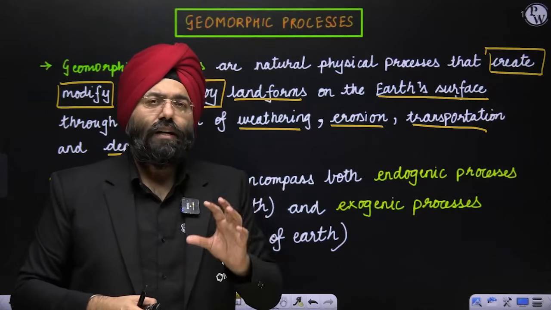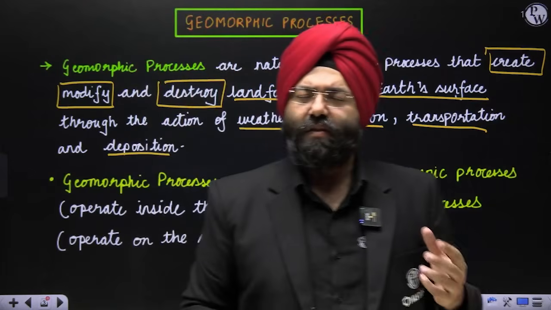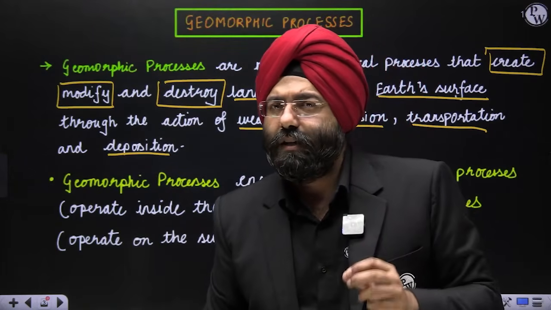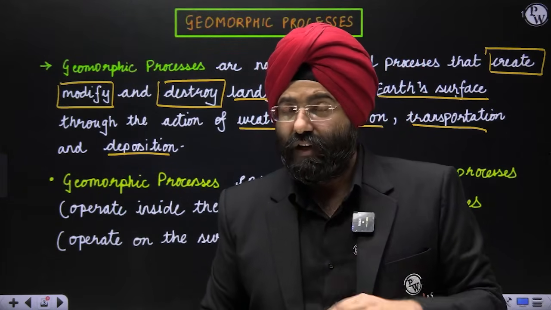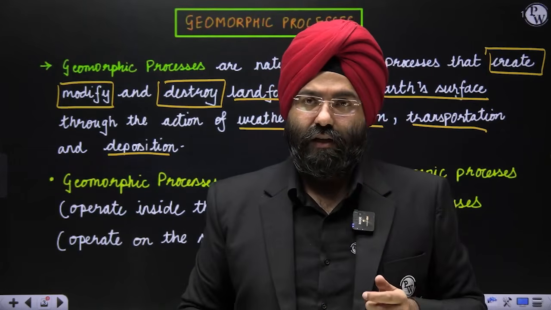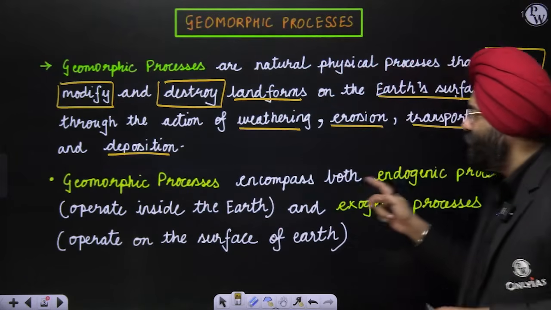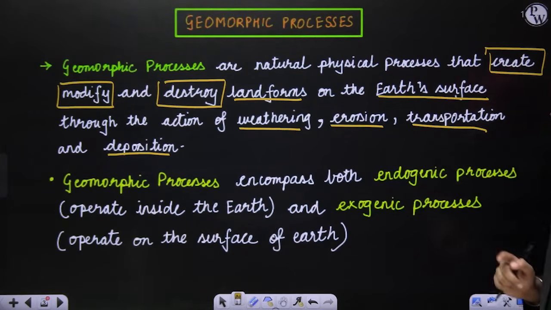For example, the earthquake is taking place. You have already done earthquakes in a lot of detail when we were doing the concept of P waves, S waves. This is a phenomenon that is taking place inside the earth. Similarly, in volcanic eruptions also, the magma is coming from inside the earth. So there are several processes that operate inside the earth. Those are basically referred to as endogenic processes.